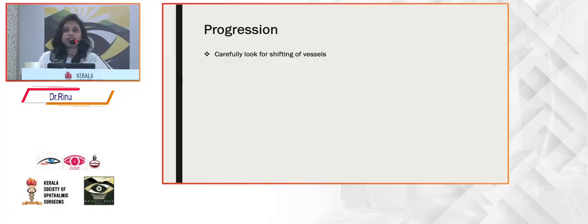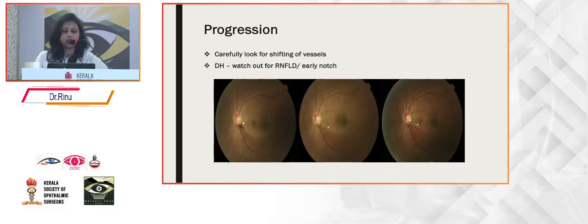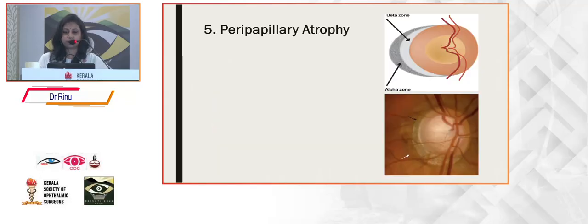So while analyzing the vessels for progression in glaucoma, we have to carefully look for shifting of vessels because vessels shift only when there is a thinning of the neuroretinal rim or there is an enlargement of the cup. So documentation using fundus photo is of paramount importance in glaucoma. So in the presence of a disc hemorrhage, we have to watch out for an RNFL defect or an early notch.